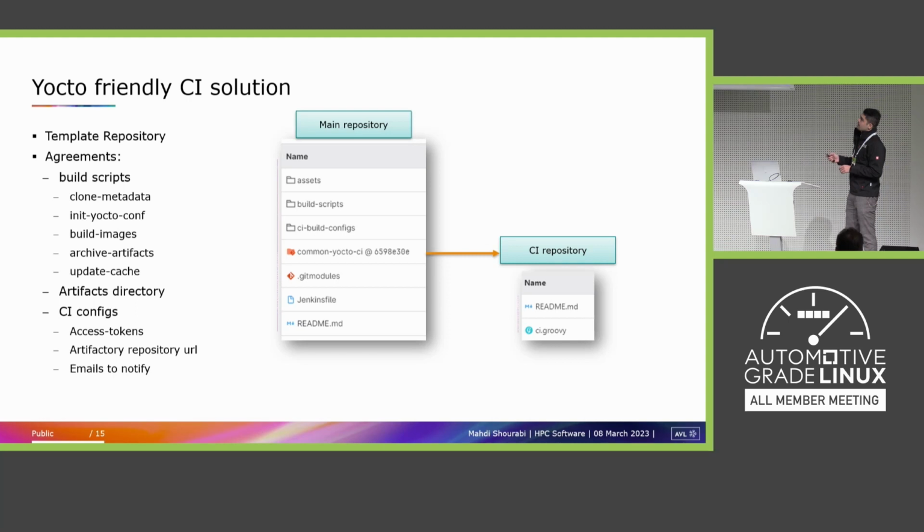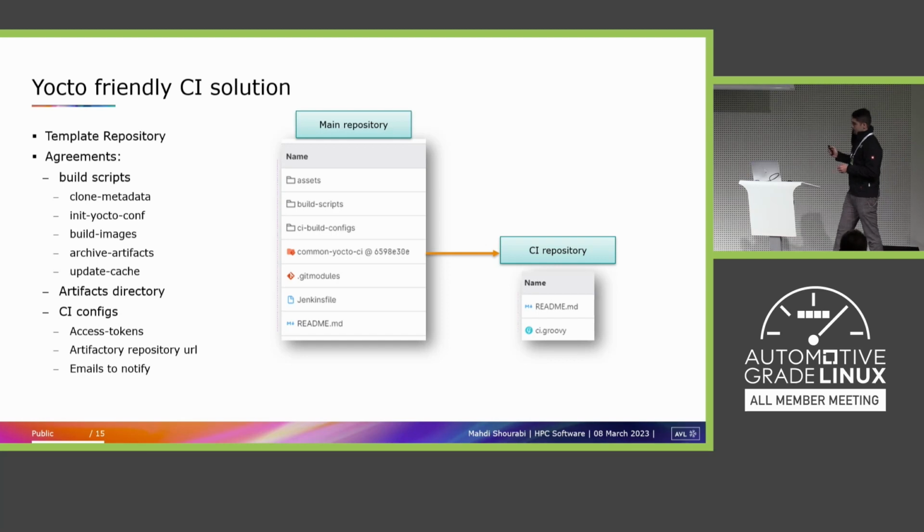In the main repository, we have a tree like this. We have some build scripts, some shell scripts that we defined to build the exact image and artifacts that we want. And we have some common build configs. We may have some assets that are needed during the build. And we have a submodule pointing to the CI repository that has a complementary script to the Jenkinsfile.